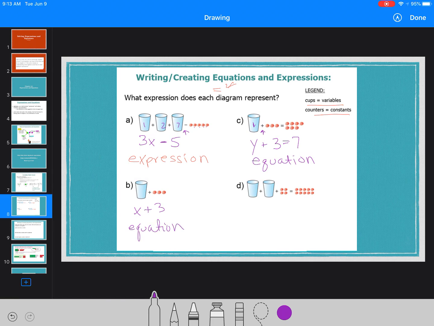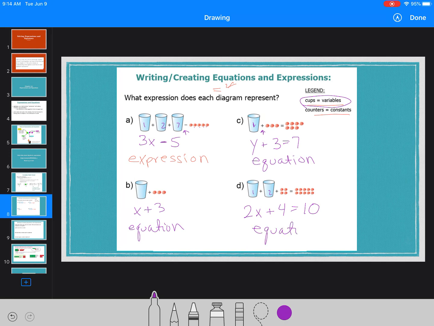Okay, and then the last, D, we have 2 cups, 2x, because remember cups are our variables. And then we're adding in 4 counters, and that's equal to how many counters? 2, 4, 6, 8, 10 counters. And because it has that equal sign, it is an equation.